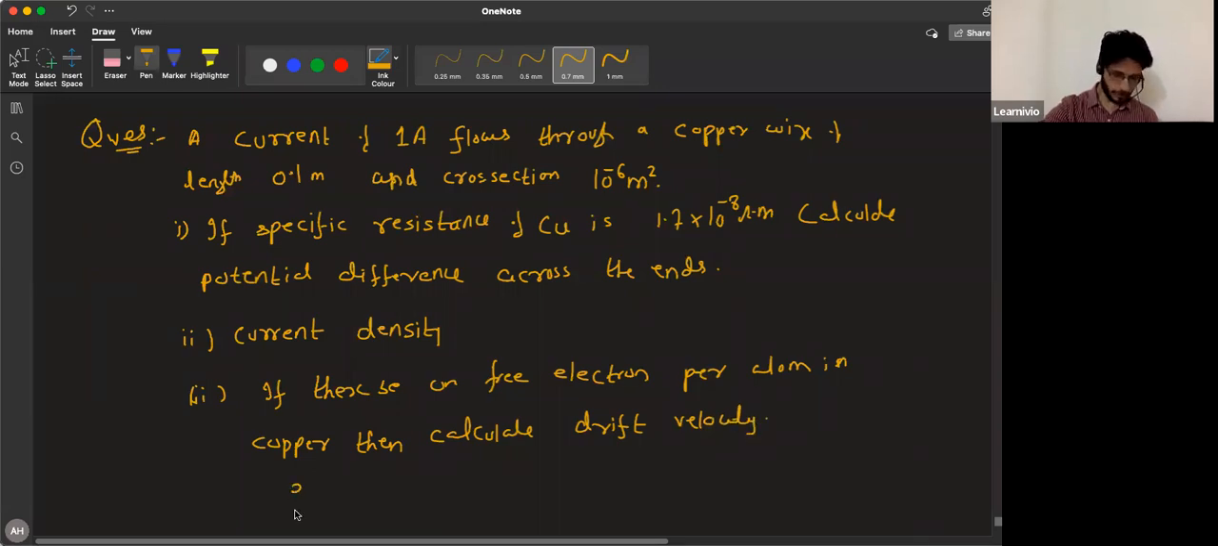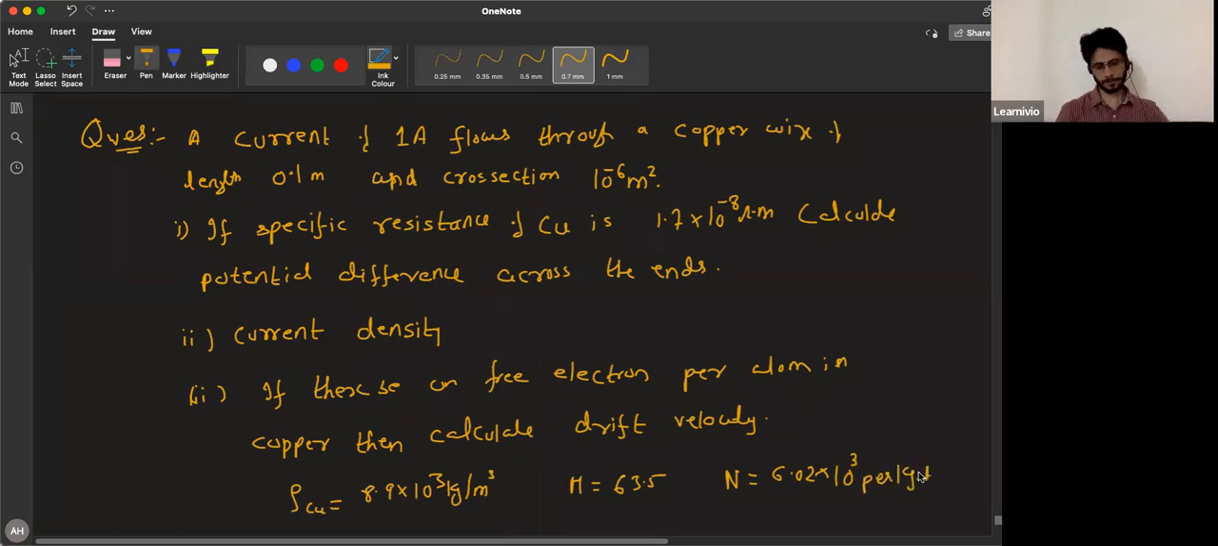So here the density of copper is given, which is 8.9 into 10 raised to the power 3 kg per meter cube. The molar weight of copper is 63.5, and the number of atoms is 6.02 into 10 raised to the power 26 per kg atom. Do it.